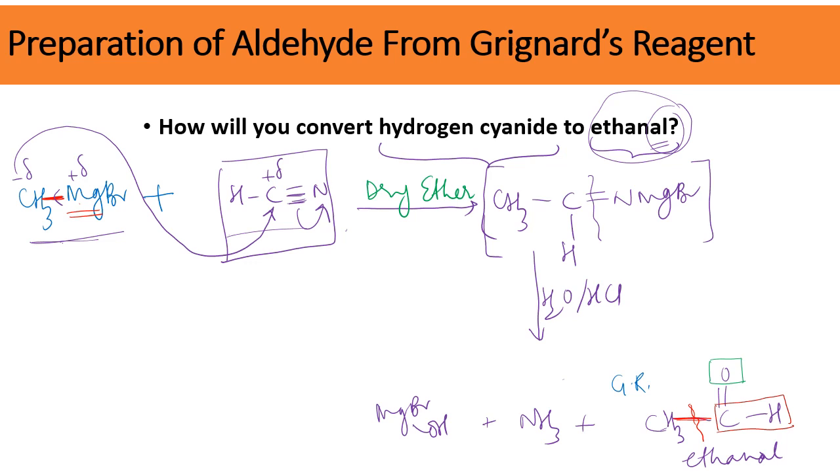We will see one or two more examples to clear the idea of how different Grignard reagents are used and we can get different aldehydes.